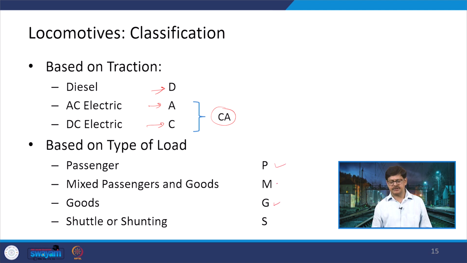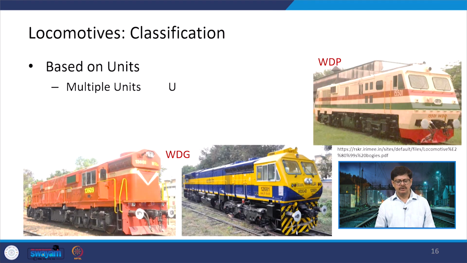Now, based on the type of the load, for passengers it is P, for goods it is G, but if it is a mixed condition, that means it can be used for passengers and goods, then this is going to be M. There can be some locomotives which are only used for shuttling or shunting conditions, then they are provided with the code S. If it is a multiple unit, then for multiple units we use U as a code.